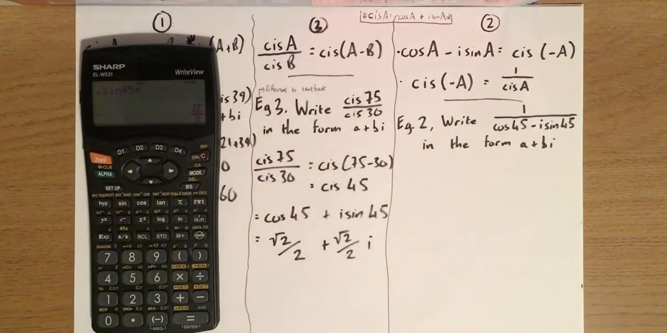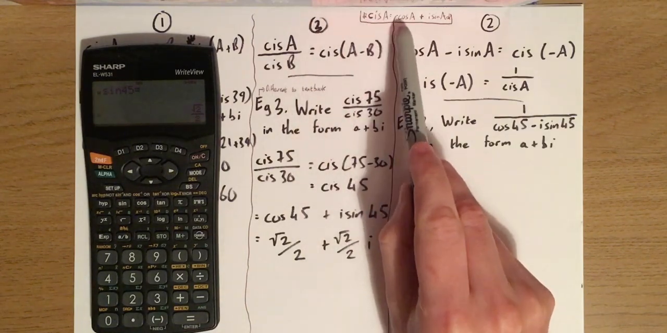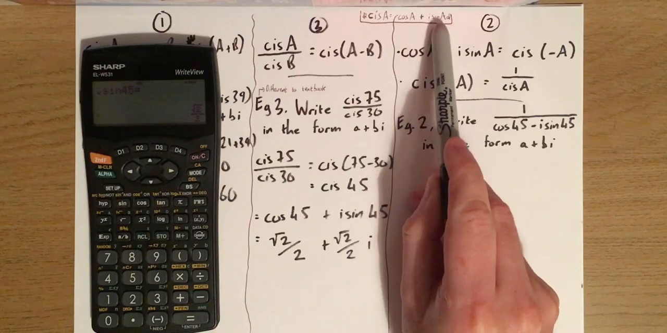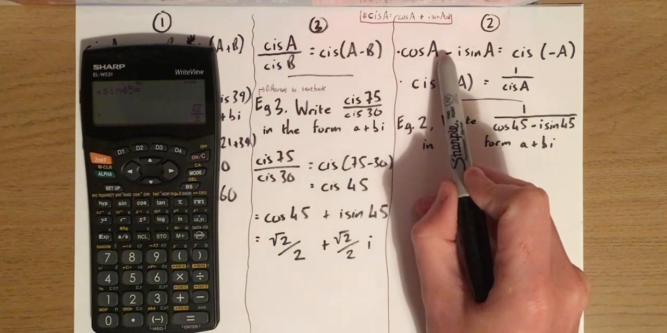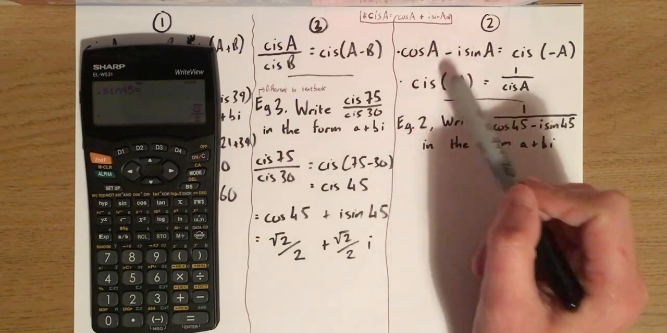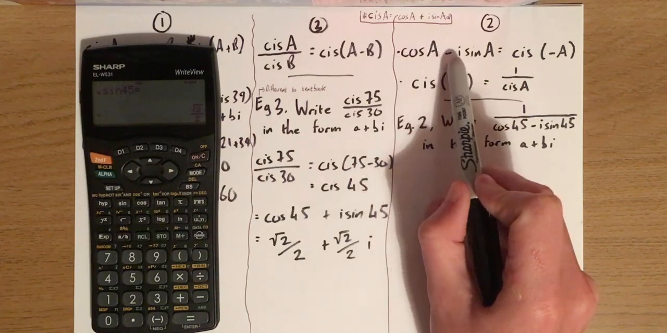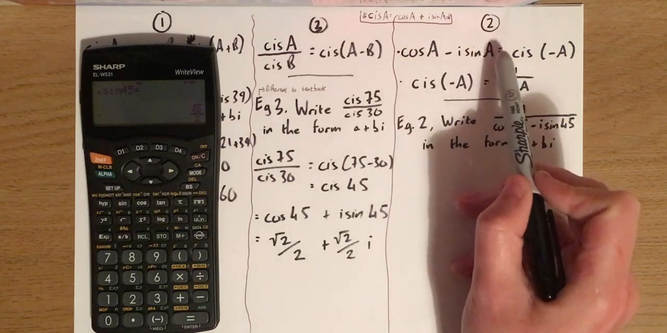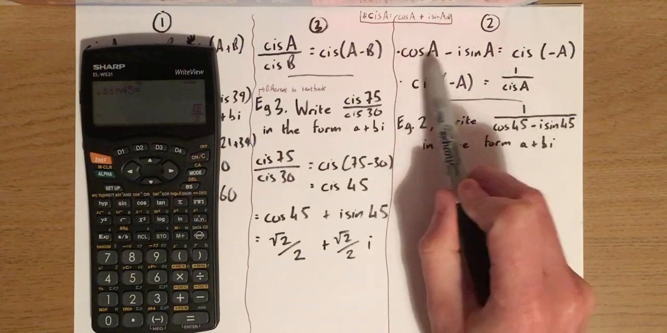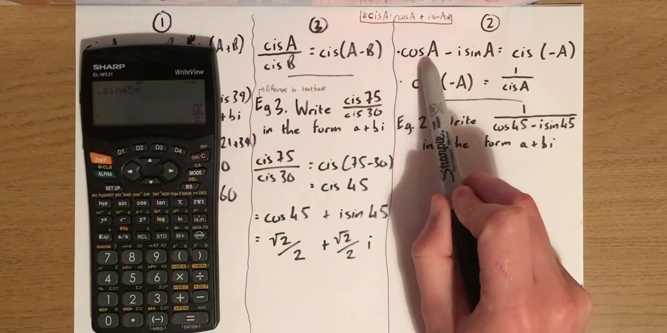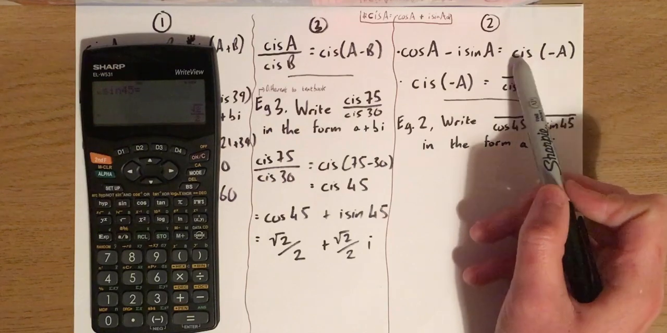The property 2 then, the last one I will go through. There's a couple of parts to this one. Let's just remind ourselves, cis is cos plus i sine. So if you have cos A minus i sine A, that's not cis. Cis is plus. But cos A minus i sine A is equal to the cis of minus that angle. So this would be equal to cos of minus A plus i sine minus A, or cis minus A.